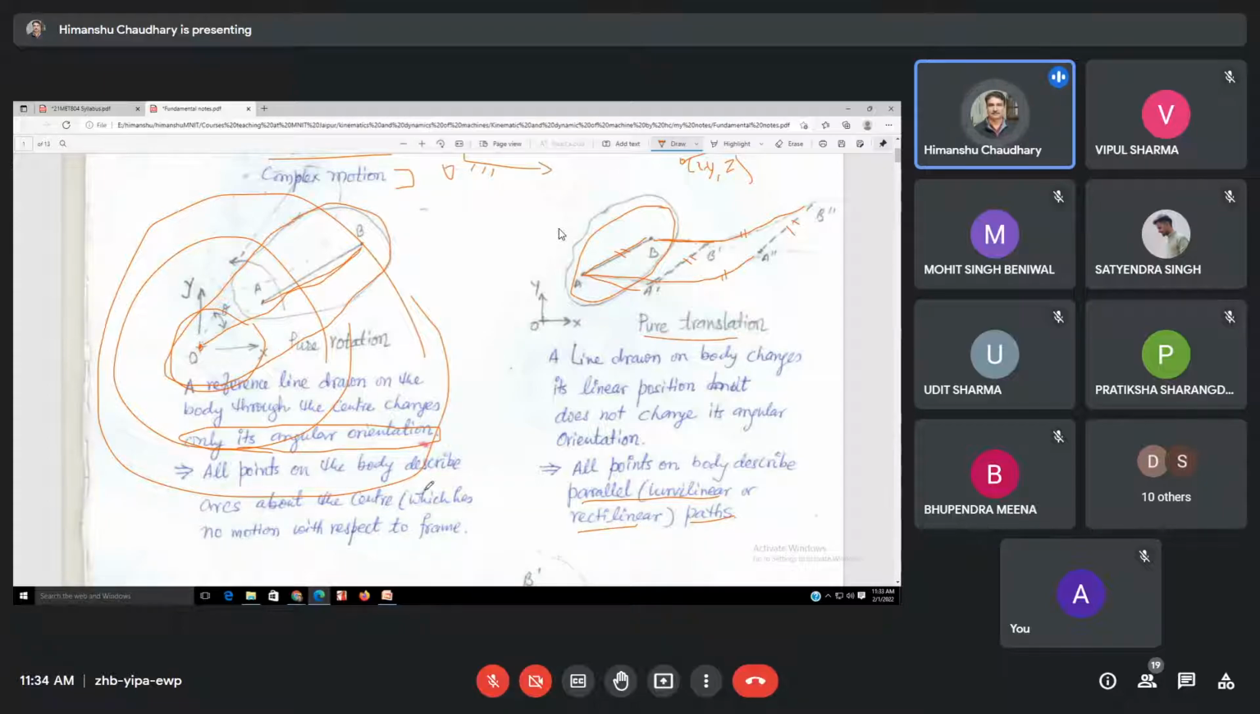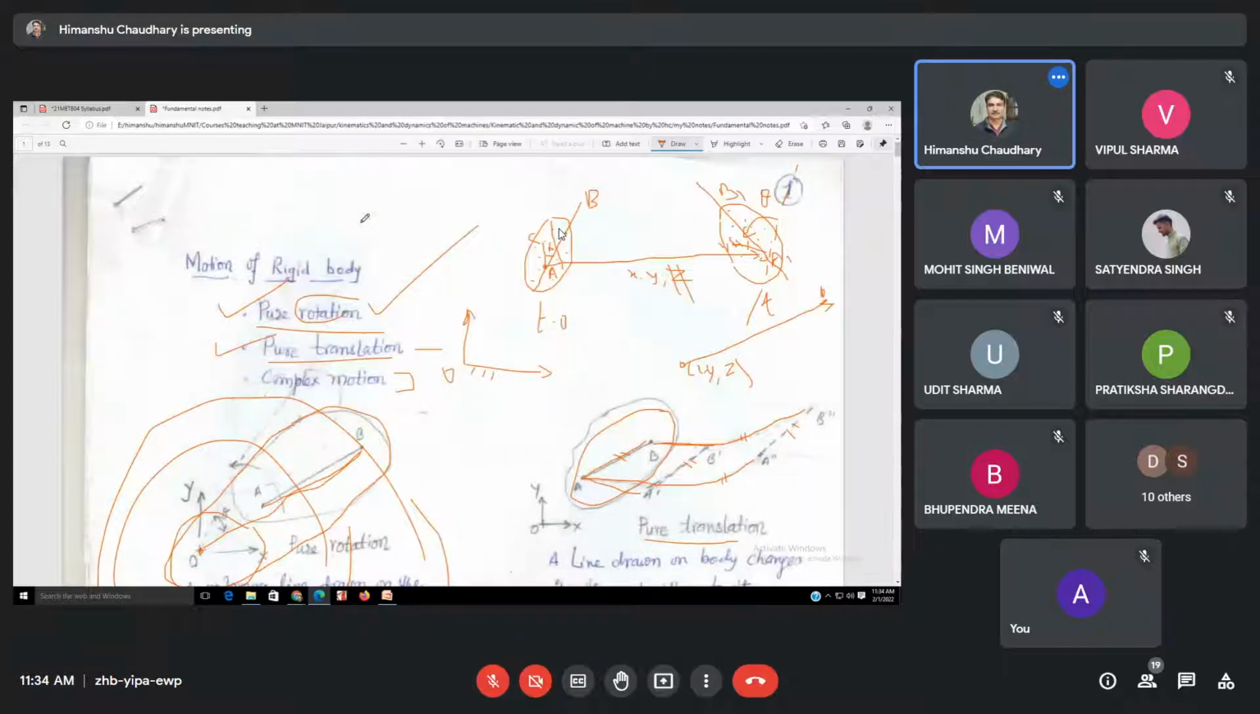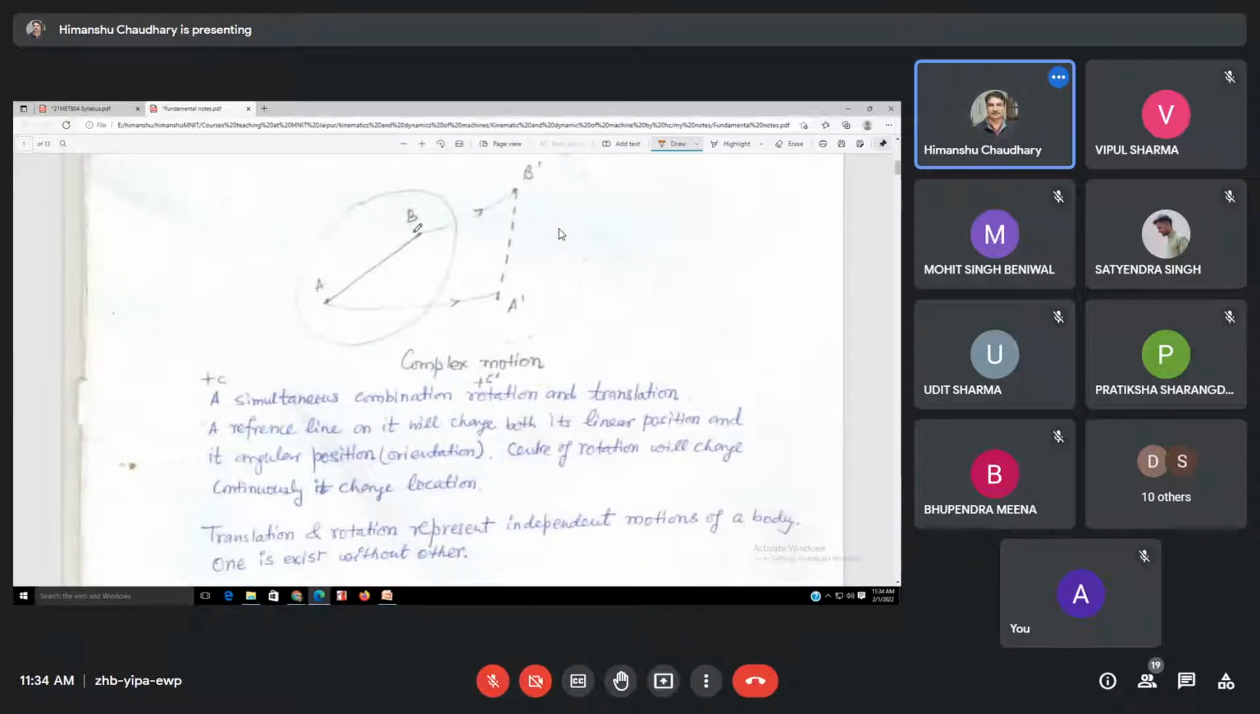So here in pure rotation, paths of points of the body are arcs, circles, and here either straight line or curvilinear, but all paths of all points are parallel. So that is known as pure translation. When we combine both, then it is known as complex motion. So that way AB now changes its orientation. Paths are not parallel to each other. Path of B and path of A are not parallel. That type of motion is known as complex motion.